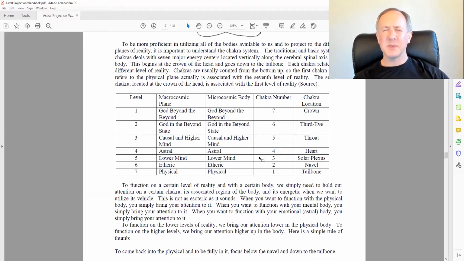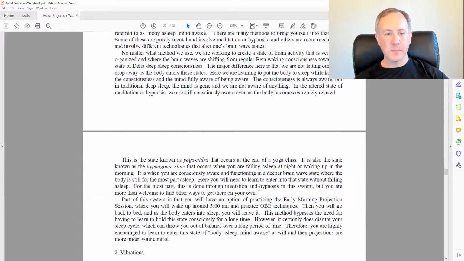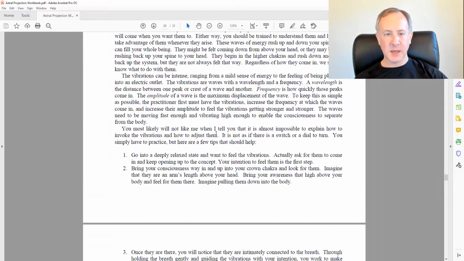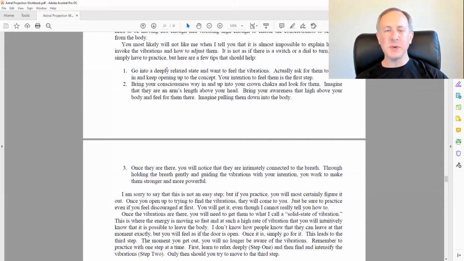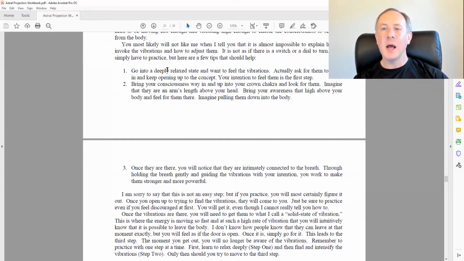All right, so that's one thing. So like, how do we get those? I would recommend, if you're really serious, let's go down to that. All right, so here it is in the training manual. It just describes them. You simply have to practice, but here are some tips that should help. Number one, go into a deeply relaxed state, and want to feel the vibrations. That's what I was about to say. I'm just seeing what I wrote way back when.